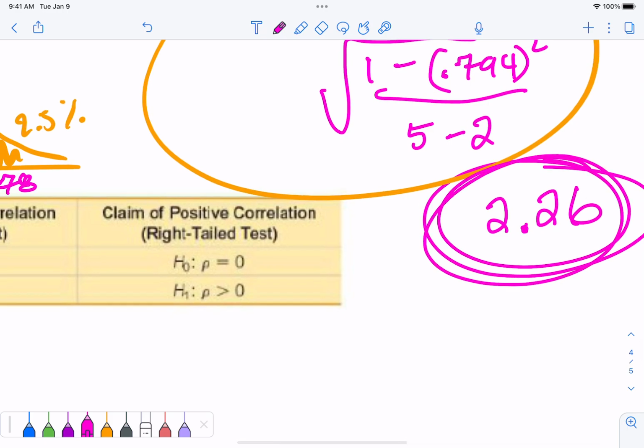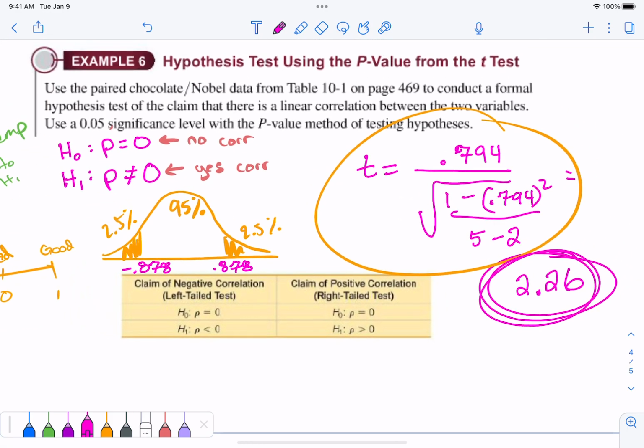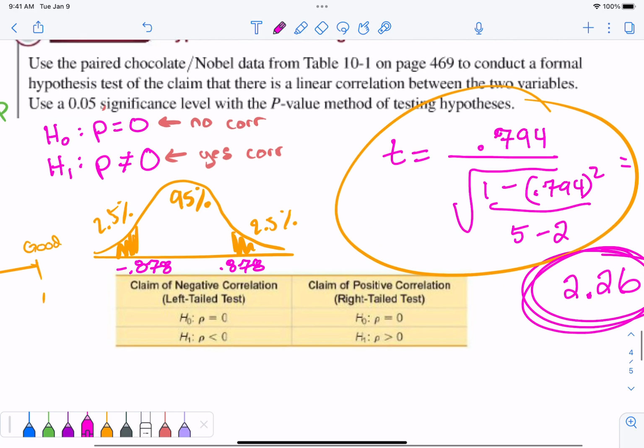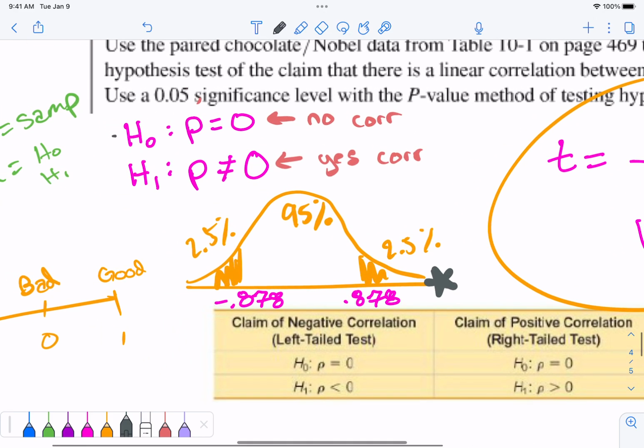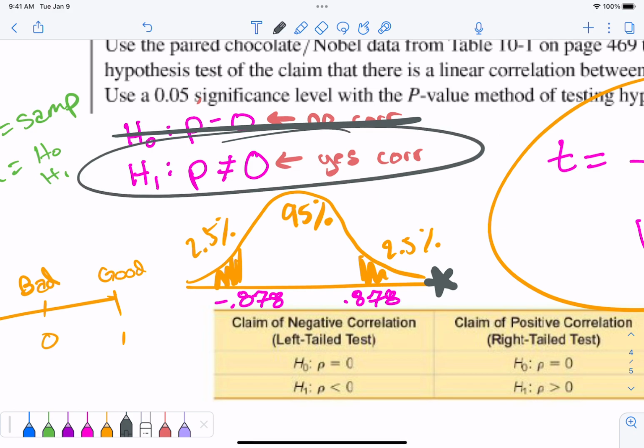2.26 is the number that we calculated for T, and we have to figure out where it lives in comparison to those values. It is all the way on the right side, which means this one gets crossed off. Yes, they are correlated. According to the data, there is some weird correlation between chocolate consumption and Nobel Prize winning. The more chocolate you eat, the more likely you are to do whatever Nobel Prize thing it is.